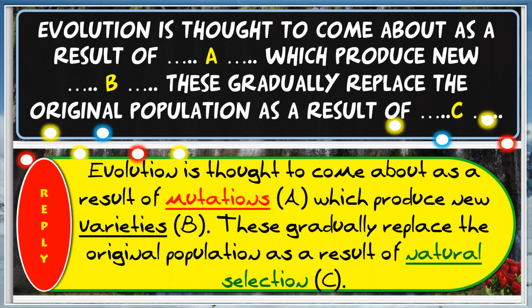Evolution is thought to come about as a result of mutation, which produce new varieties. This gradually replaced the original population as a result of natural selection.